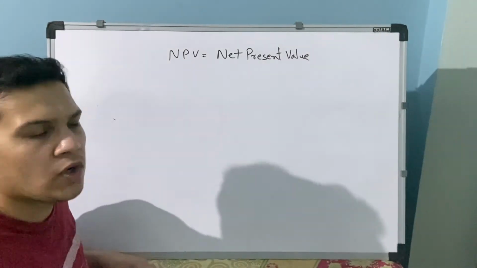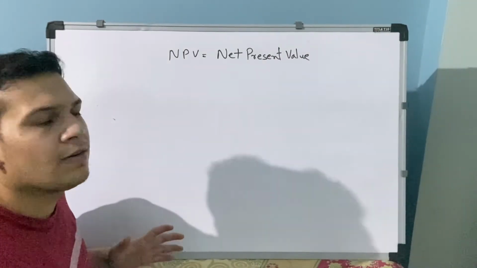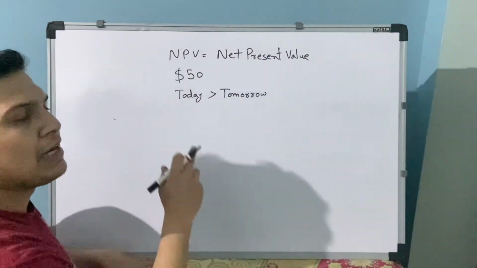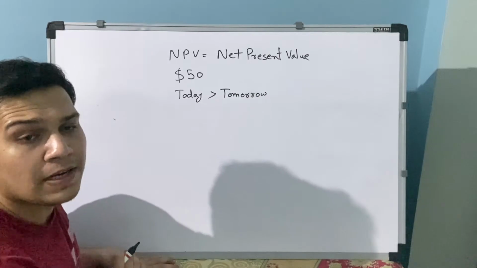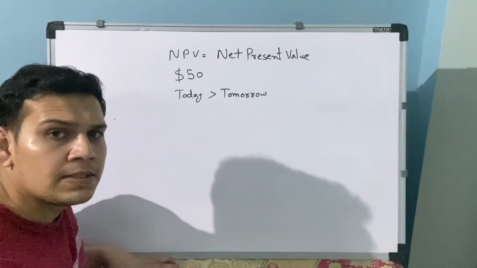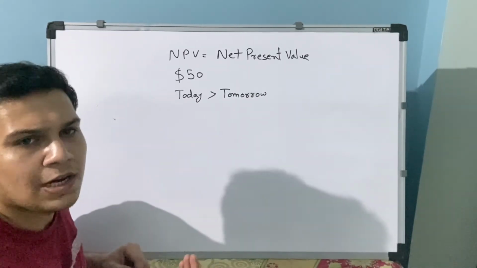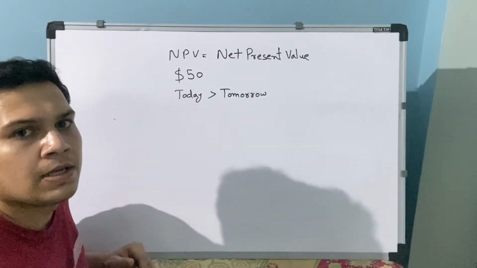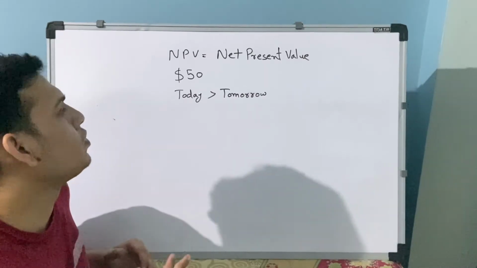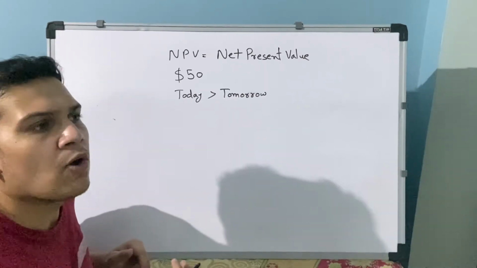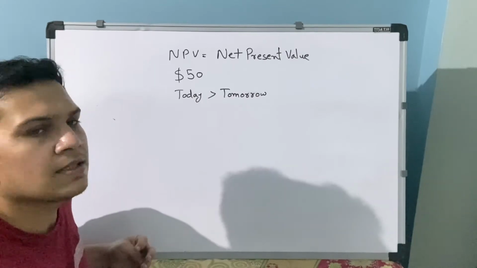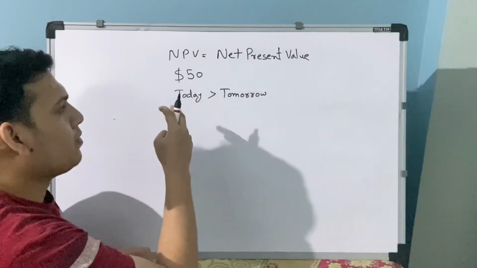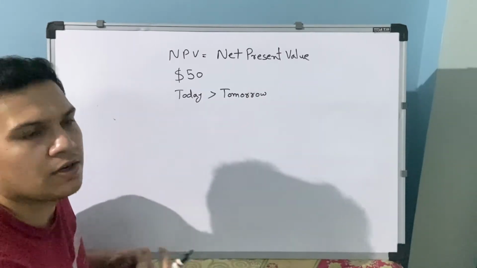NPV full form is net present value. What we mean by present value is, suppose we have $50. The value of $50 today is more than the value of $50 tomorrow. You can see a live example in your life itself: the amount of things you could have bought 10 years ago for $50, you can't buy the same things now for $50. The price has increased for those things, so the quantity has reduced for the $50. That means the value of $50 has decreased.